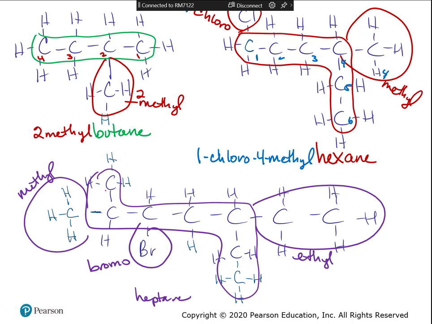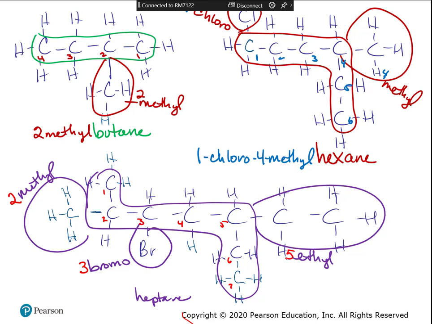Because if I come in, see how this is carbon 1, carbon 2, the methyl is off of carbon 2. If I started from the other side, this would be carbon 1, carbon 2, and so the ethyl would end up being on carbon 3. So that dictates that I'm going to start from that left side. So 1, 2, 3, 4, 5, 6, 7. So that means methyl is on 2, bromo is on 3, and ethyl is on 5.